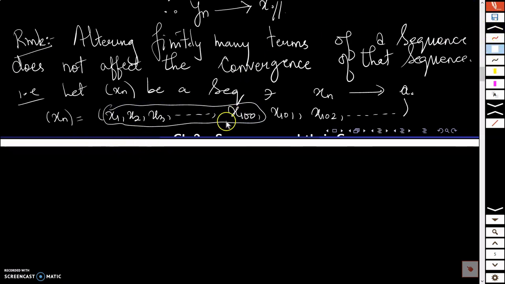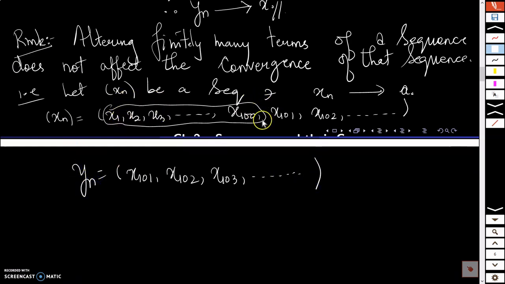Understood? So that means I will be getting a new sequence now whose terms are starting from x101, x102, and so on. After deleting the first 100 terms, I will be getting a new sequence that is x101, x102, x103, and so on. The new sequence that we obtain here by deleting the first 100 terms will always converge to the same limit where the original sequence was converging. That is the point a.